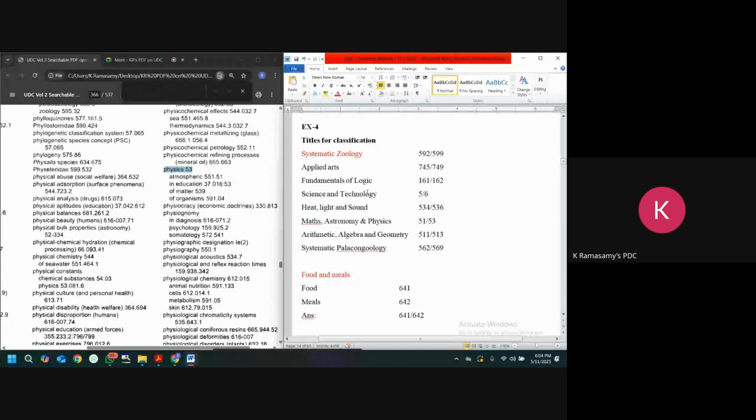See, there's something called systematic zoology. There is a book called Systematic Zoology. Let me just copy the word. I'll go to the index. I'll try for the term systematic zoology.